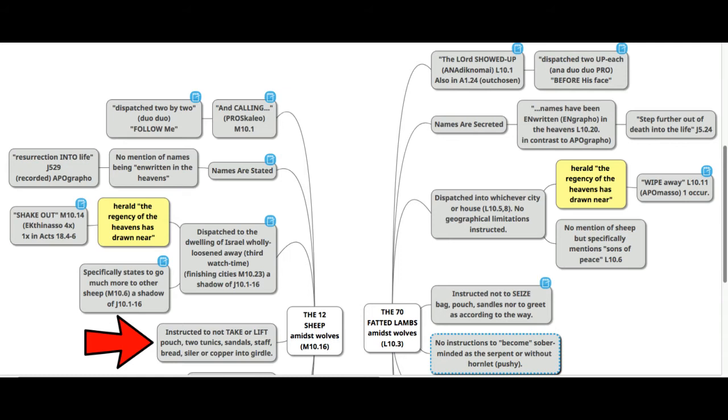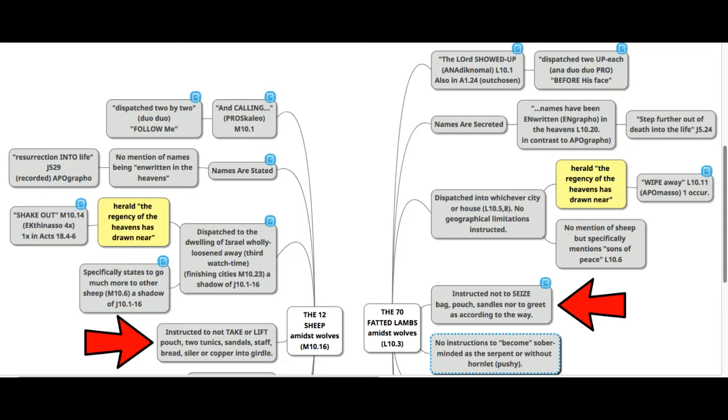In that there is no bag mentioned according to the 12, nor the statement regarding the greeting according to the way, where also according to the 70, there's no mention of two tunics, staff, bread, silver, or copper, is not coincidental but very deliberate and could make for a detailed study in itself, but for the purpose of this overview, I've simply placed the list of items here for you to consider yourself to show there are indeed distinctions here.